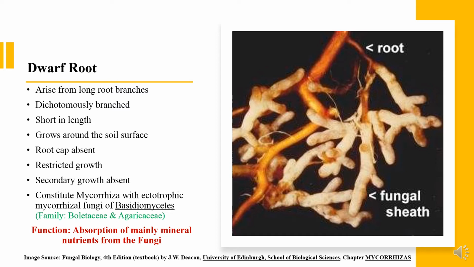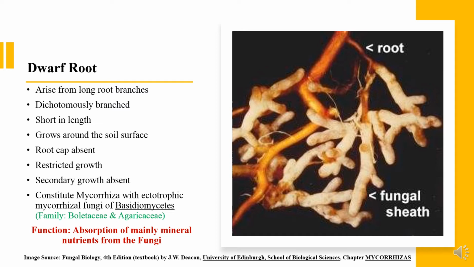Root caps are absent in them, hence they cannot grow deep into the soil. They are less branched, and when branched, it's of dichotomous type. That is, the tip of apex divides into two equal branches. Nodulated structures have also been observed sometimes. These roots do not show secondary growth in them. And this is where fungi comes in the picture.